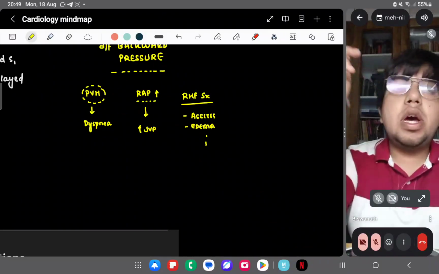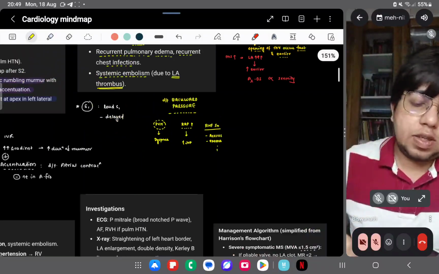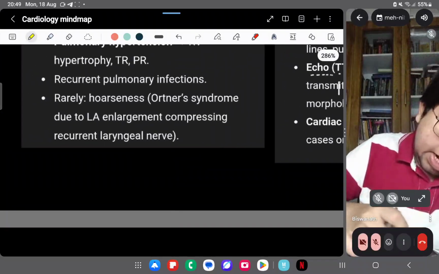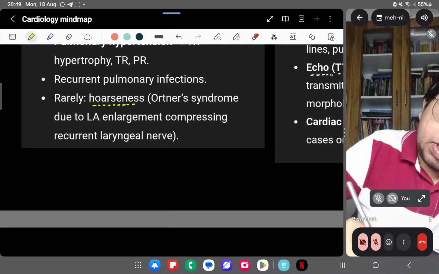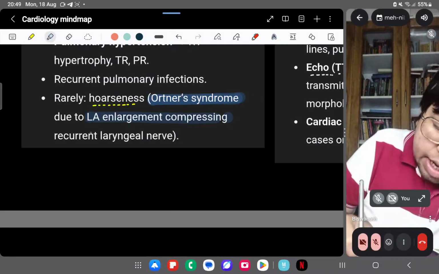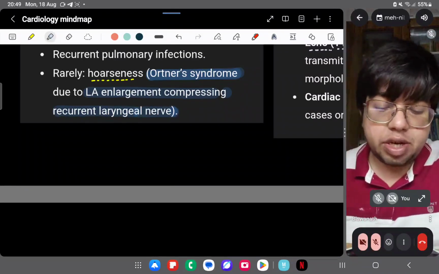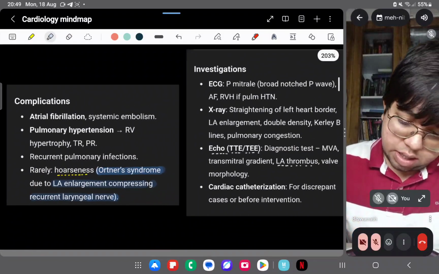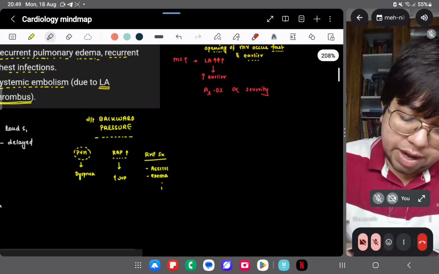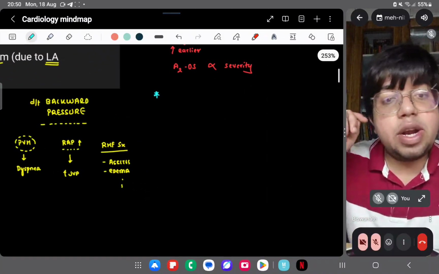Now let's move on to a very classical feature called hoarseness of voice, which is mentioned in your narrations. Look at this. Hoarseness, which is called Ortner's syndrome, due to left atrial enlargement compressing the recurrent laryngeal nerve. I don't think it had been written from here, but we'll look at two important manifestations here.